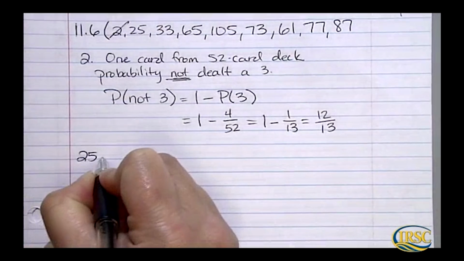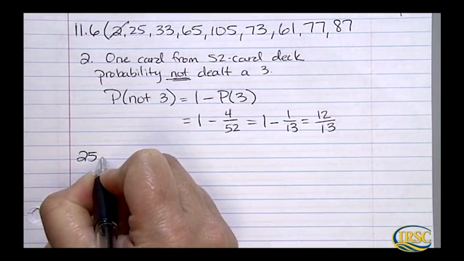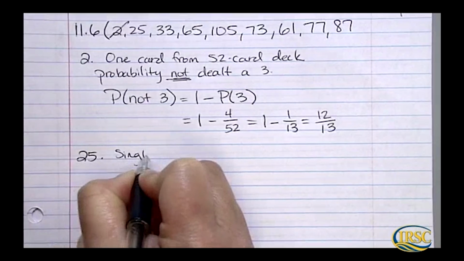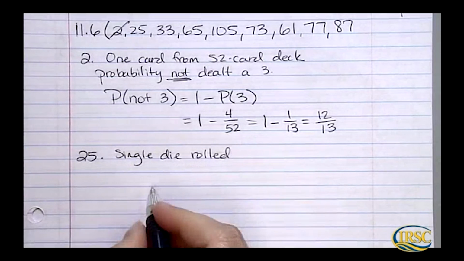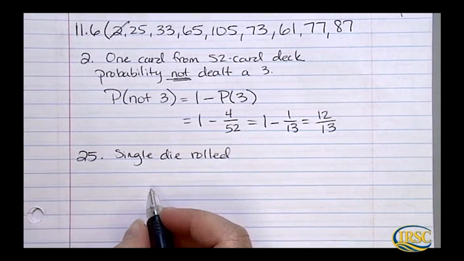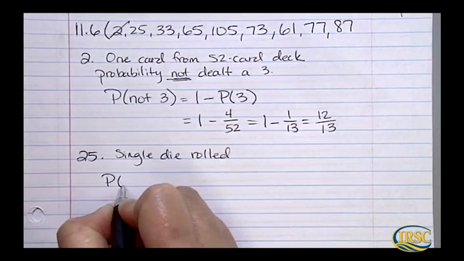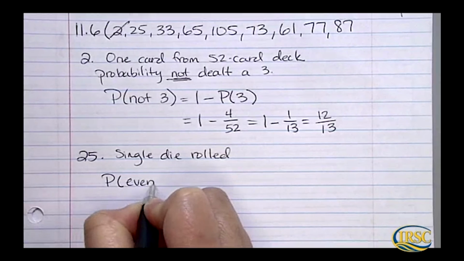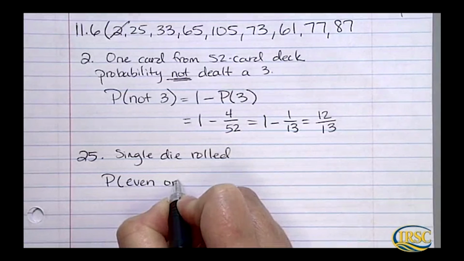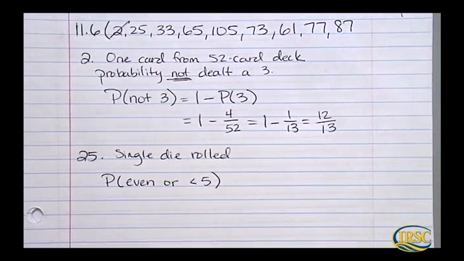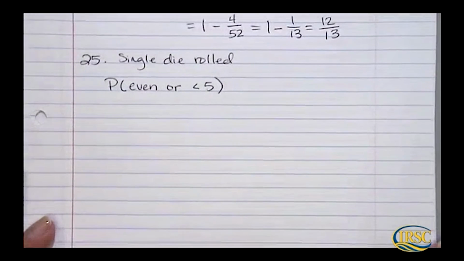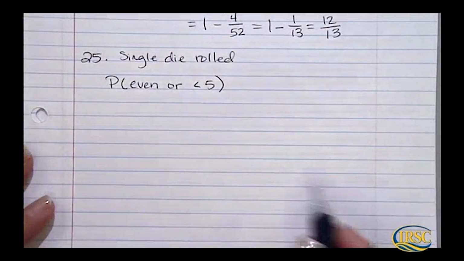All right, number 25, a single die is rolled. Assuming it's a 6-sided die. And so you're looking for the probability of an even number or a number less than 5. So what's the key word in this problem? Or.